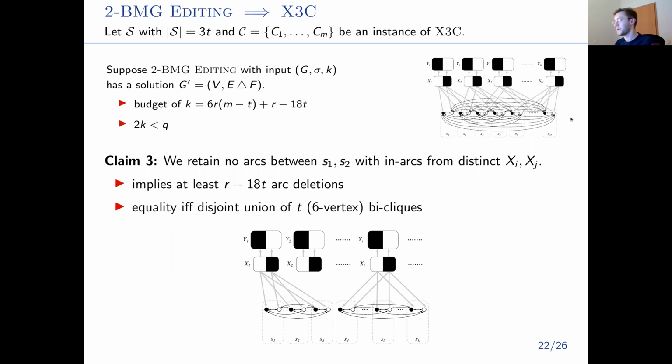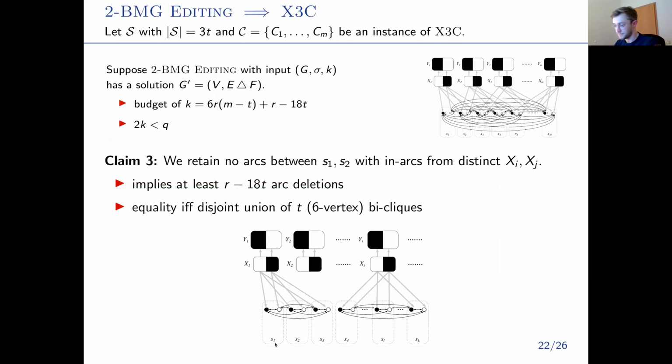Or why do we get this? Because this maximum number of retained arcs again gives us, of course, a minimum number of deletions that we have to make. And if you remember, the 6 vertex bicliques imply that we had made R minus 18t arc deletions, and this is exactly the rest of our budget. So we can conclude that we actually get bicliques where each contains 3 black vertices and 3 white vertices. And we also know that they are each connected to a gadget.